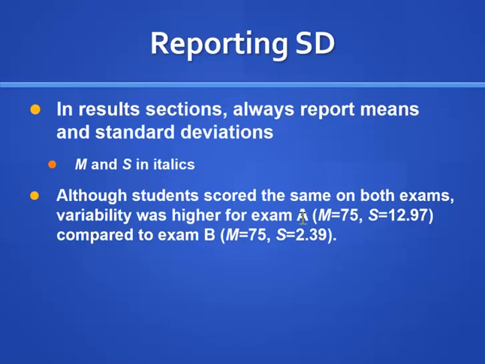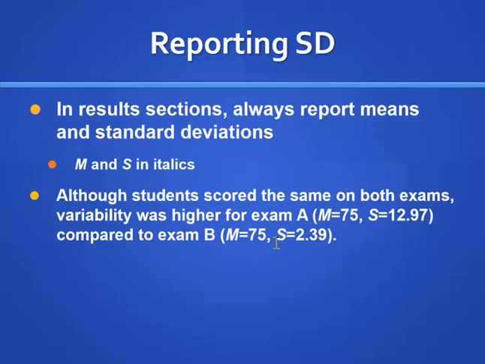for exam A. And note, here's where I open up a parentheses and report the mean and standard deviation for exam A. So this is what we figured out earlier, right? So the variability was higher for exam A. So as soon as I say the level of the independent variable, I report its respective mean and standard deviation, right? And then continuing on. Compared to exam B. And note, here's the mean and standard deviation for exam B. So note that they're in parentheses.